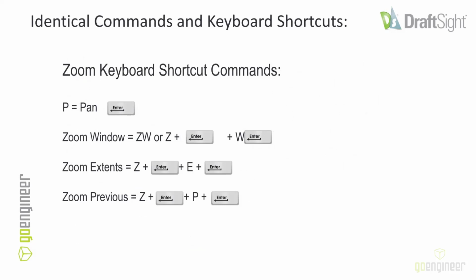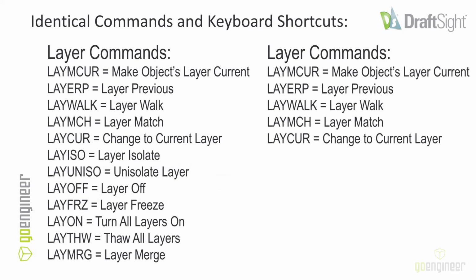Of course, your zoom buttons are very similar. So P for pan, you hit P and you enter, and you do that. And zoom window is ZW, so you can hit Z, then enter, and W and enter. And then also, of course, the zoom extents or middle mouse double click and you'll get that, or zoom previous as well. Here's some of your layer commands. I'm not going to go through all these, but they're here for you. And you can type those in if you're used to using the commands.